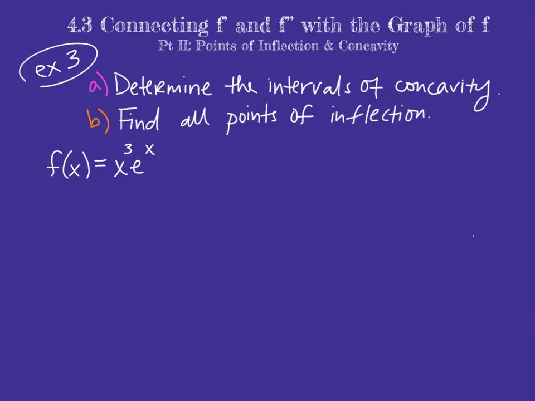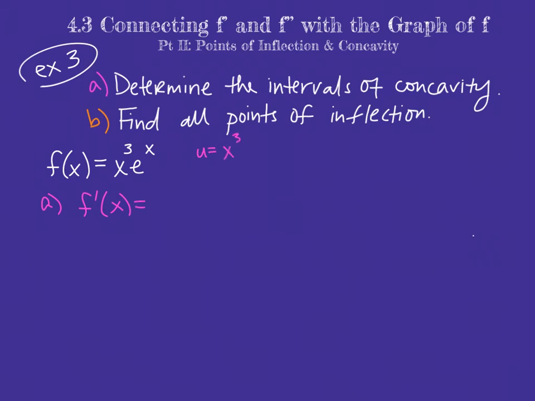Here's our last example. We want to determine, again, the intervals of concavity and then find all the points of inflection. So in order to do anything that has to do with concavity, we need to find f double prime. The first thing we're going to do is find f prime. And we see that we have a product, so we want to use our product rule.